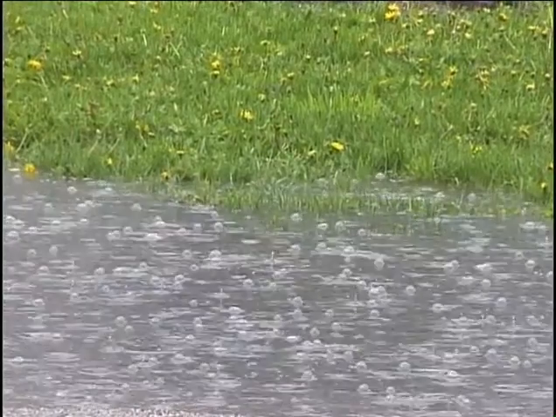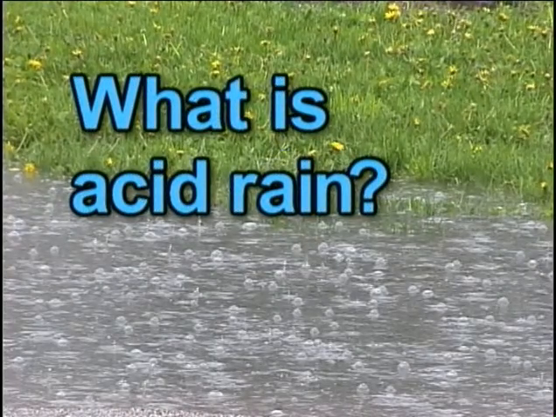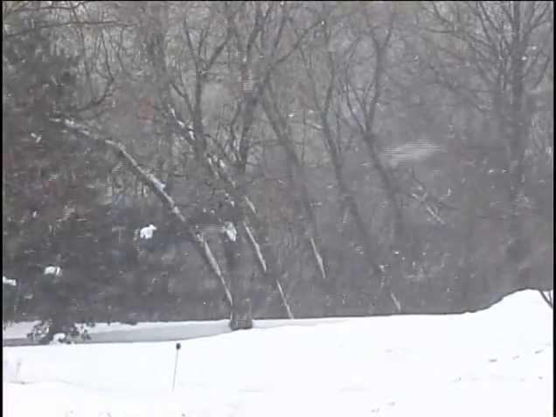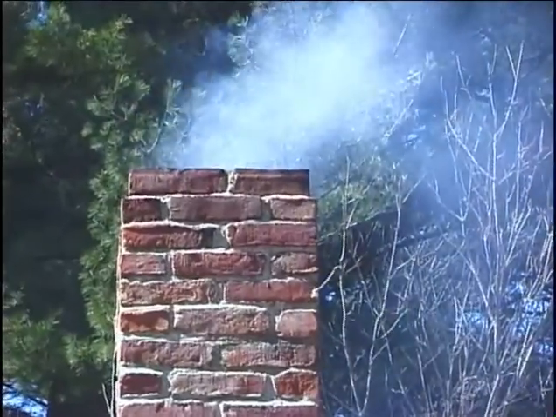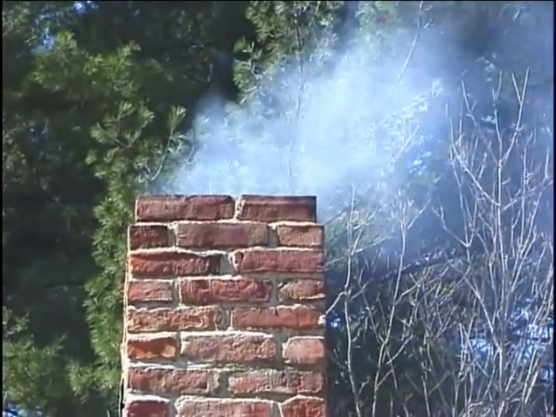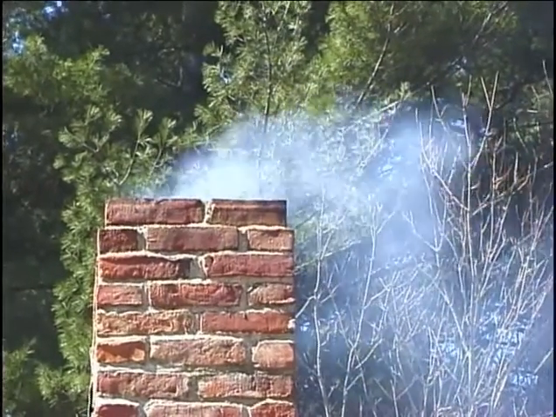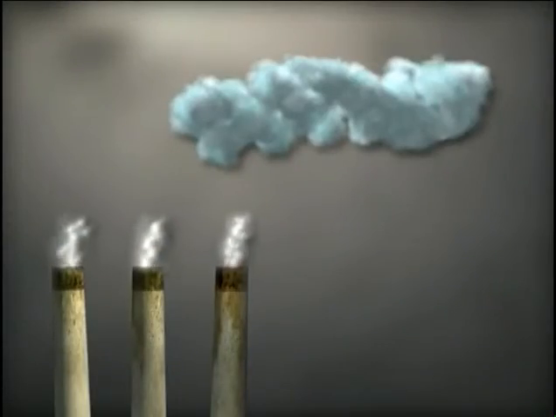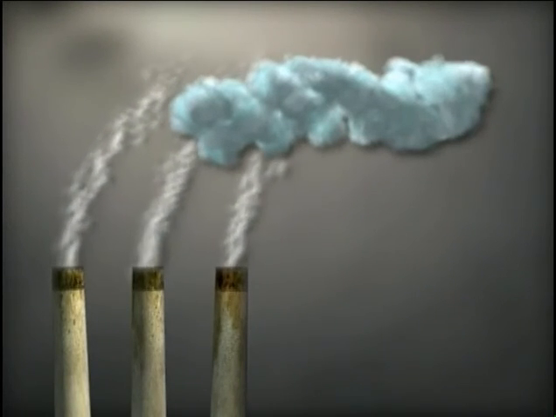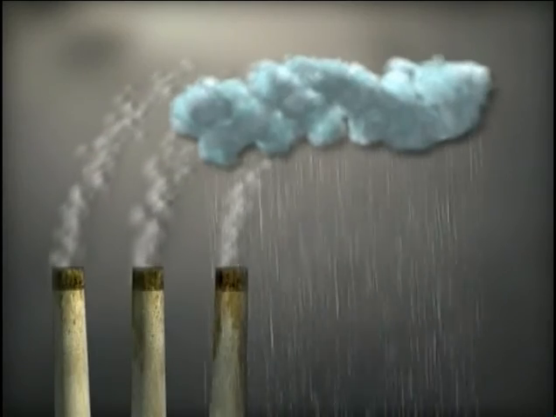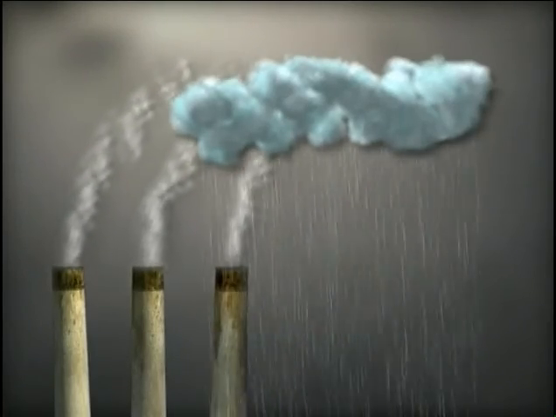You decide. What is acid rain? Acid rain is snow or rain, which is more acidic than normal. It's formed when certain pollutants, such as sulfur dioxide, are released into the air from burning coal and oil. In the atmosphere, sulfur dioxide combines with water vapor to form dangerous substances such as sulfuric acid. These substances fall to Earth as acid rain.